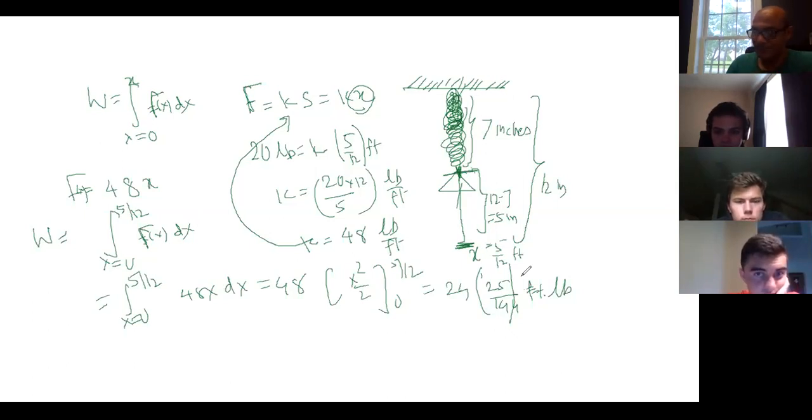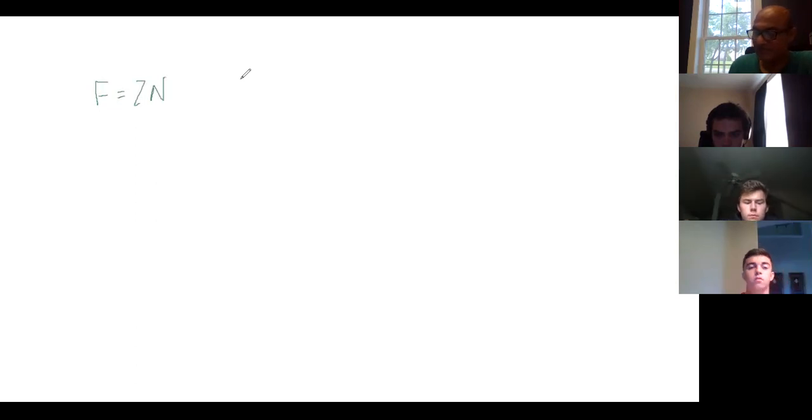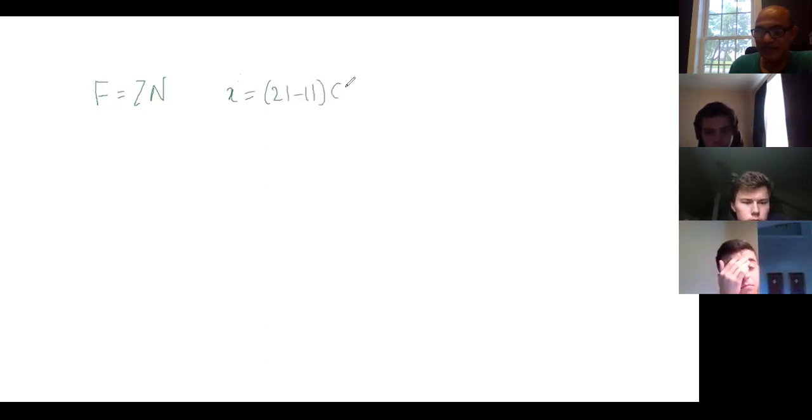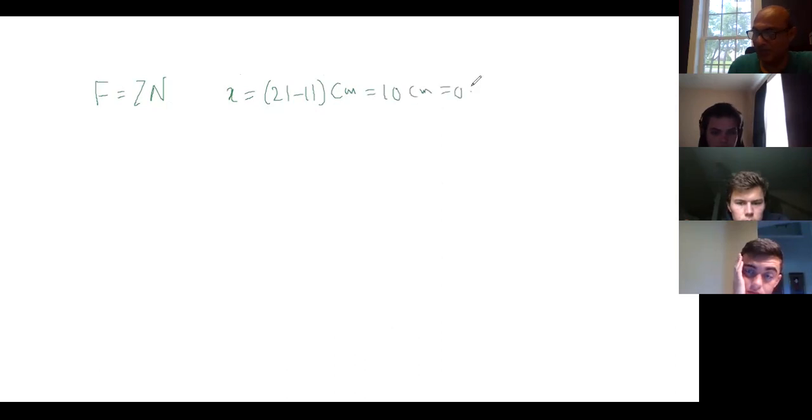Example number 4: a force of 7 newtons stretches a spring from 11 centimeters to 21 centimeters. How much work is performed in stretching the spring? Okay, so the force is 7 newtons, and the spring stretches from 11 to 21 centimeters. So 21 minus 11 centimeters. Because the force is in newtons, I have to convert this into meters. So that is equal to 10 centimeters, which is equal to 0.1 meter.